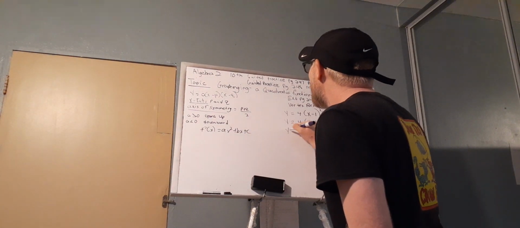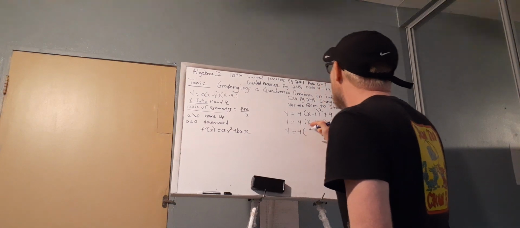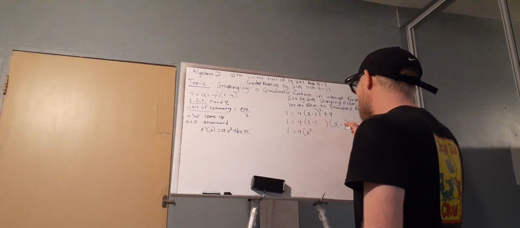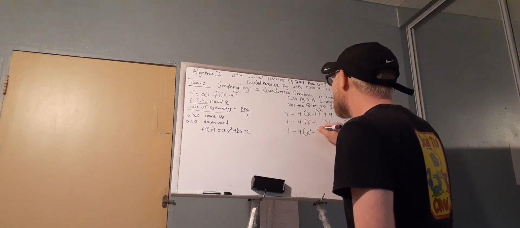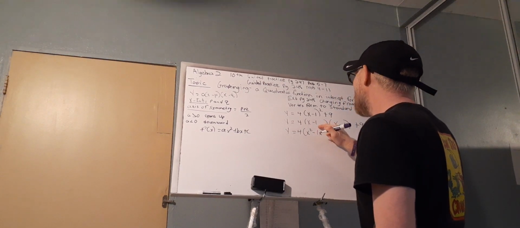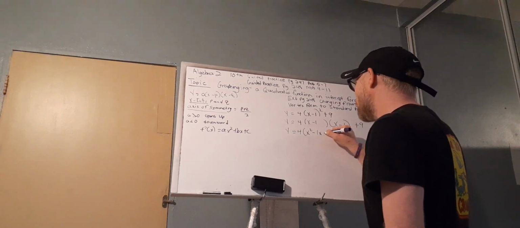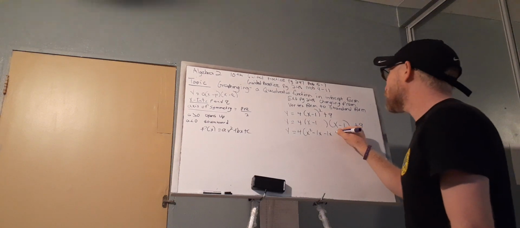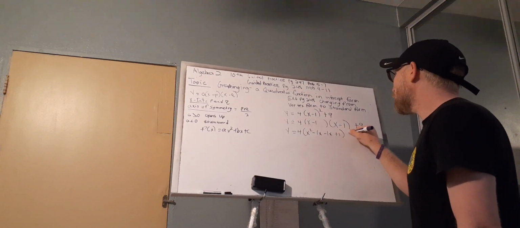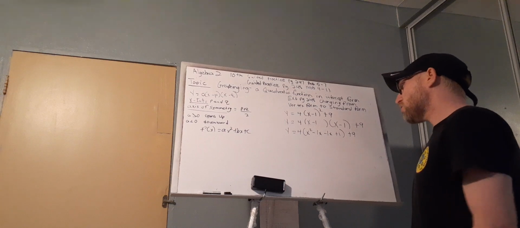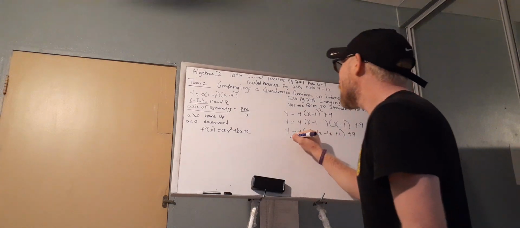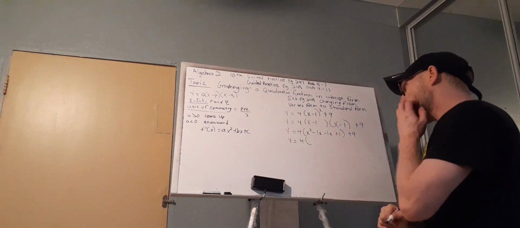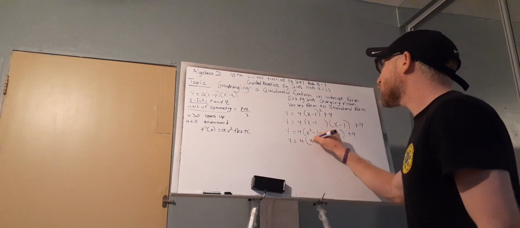So once again, the 4 stays expressed, and you're going to say x times x is x squared, and then x times minus 1 is minus 1x, and minus 1 times x is minus 1x, and then minus 1 times minus 1 is plus 1, and all that plus 9. Okay, so then what we're going to do is we're going to say y equals 4 times, and we're going to leave the x squared expressed, x squared.